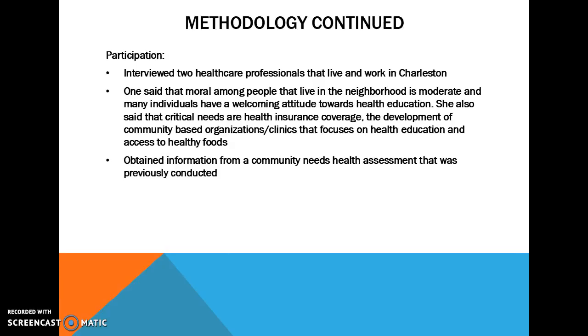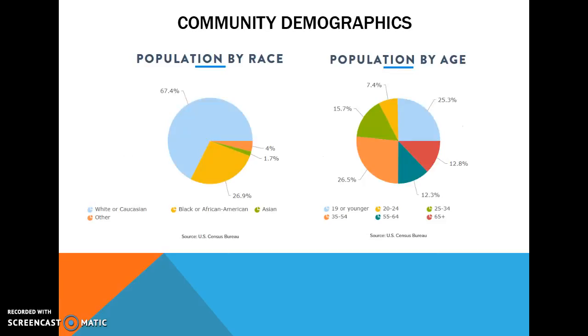I also obtained information from a community health needs assessment that was previously conducted in 2016. The community demographics by population, the comparison of the population by race, was about 67% Caucasian people in the Charleston, South Carolina area.